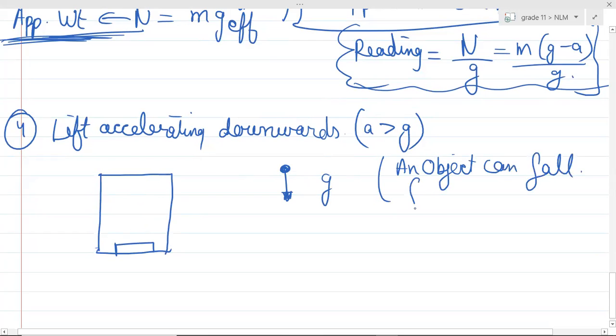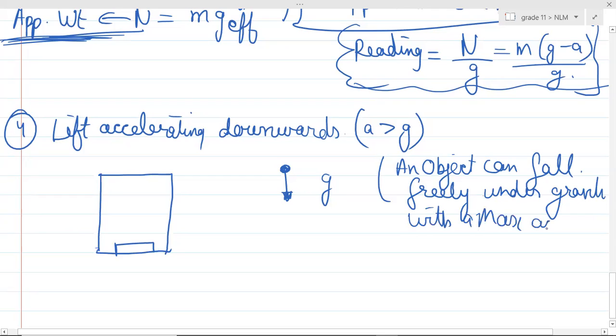So maximum what? Freely. An object can fall freely under gravity with a maximum acceleration equal to g. ये सबको पता है ना? If this object is falling freely, then it can fall with a maximum acceleration equal to g.